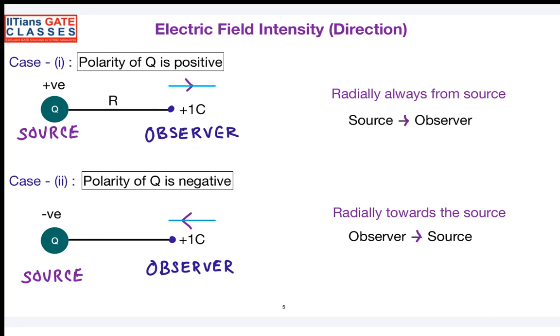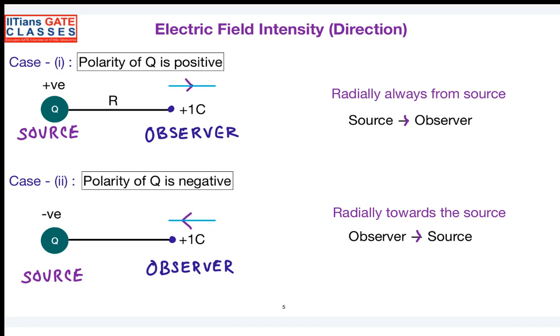If the charge is positive, the 1 Coulomb charge is trying to move away from the source, which means source to observer. If the charge is negative, it is trying to attract towards the source, so it is from observer to source. Clear? We'll move on to the next slide.